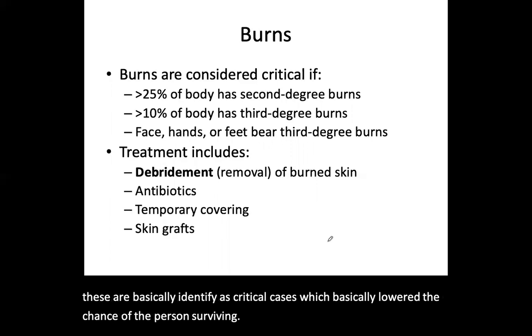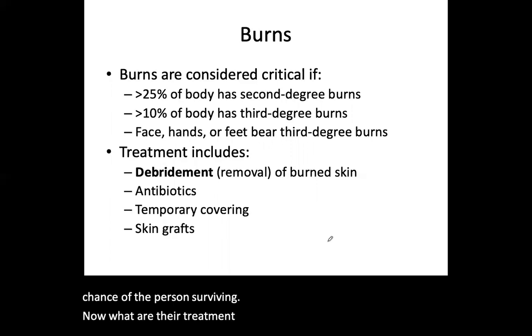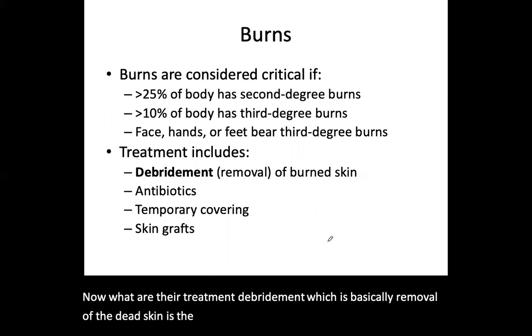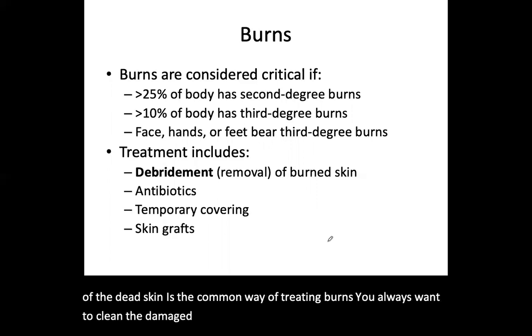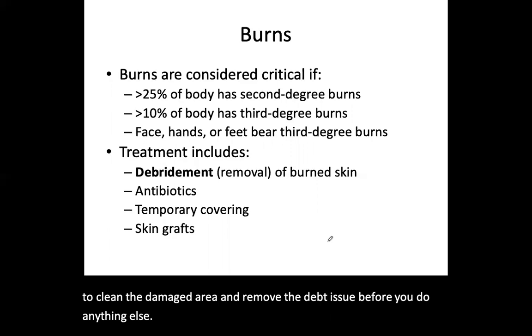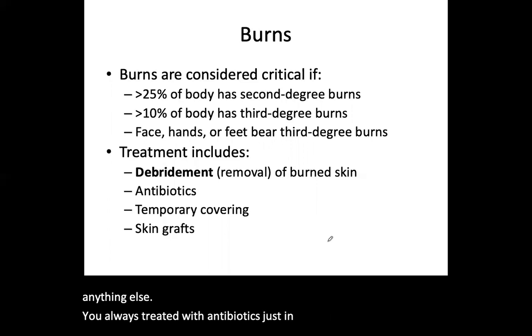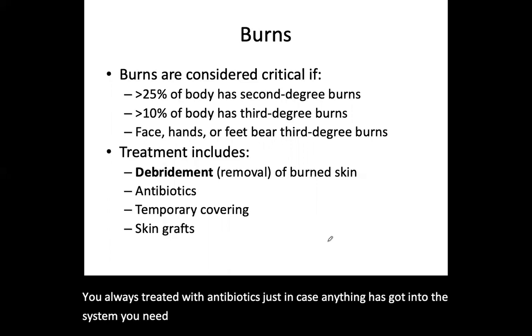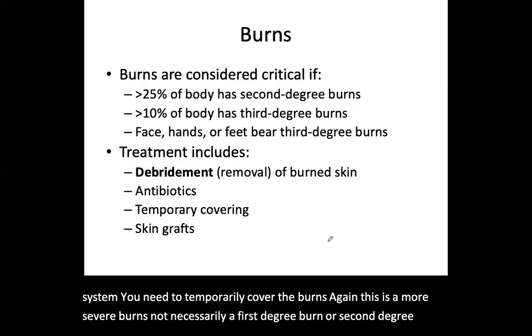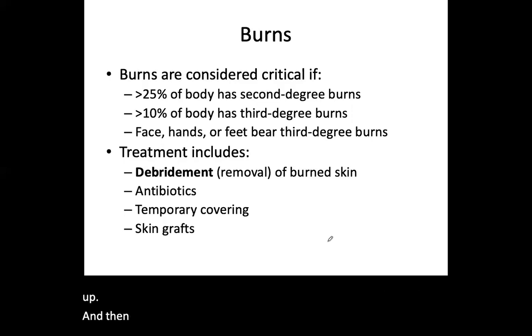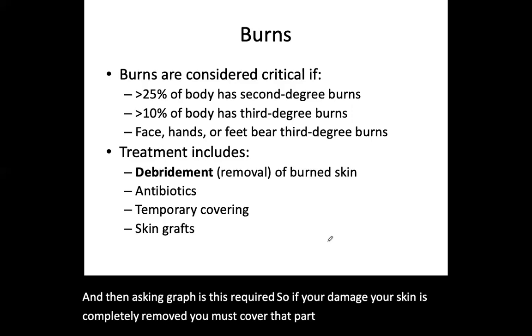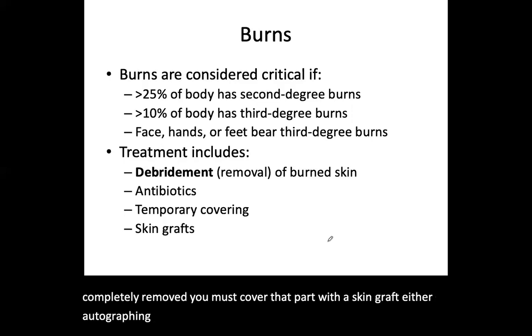Now, what are the treatments? Debridement, which is basically removal of the dead skin, is the common way of treating burns. You always want to clean the damaged area and remove the dead tissue before you do anything else. You always treat it with antibiotics, just in case anything has got into the system. You need to temporarily cover the burns. Again, this is for a more severe burn, not necessarily a first-degree burn or second-degree burn. And then a skin graft if it's required. So if your skin is completely removed, you must cover that part with a skin graft, either autografting or allografting, to make sure that the body can start to heal itself.